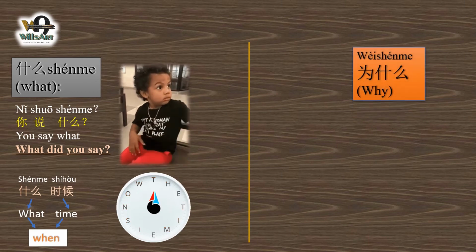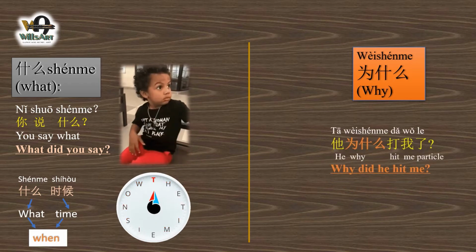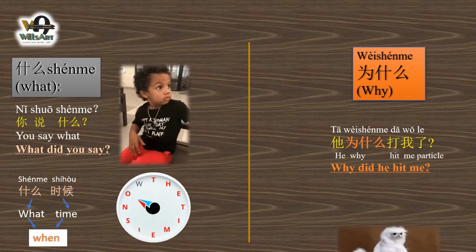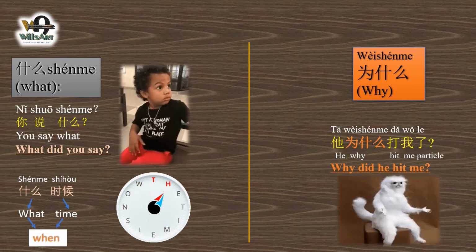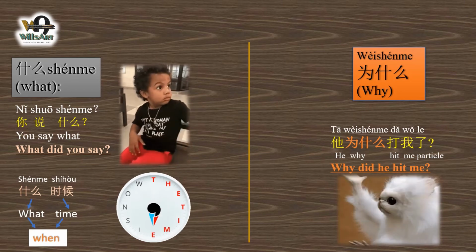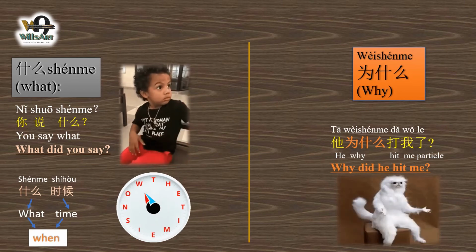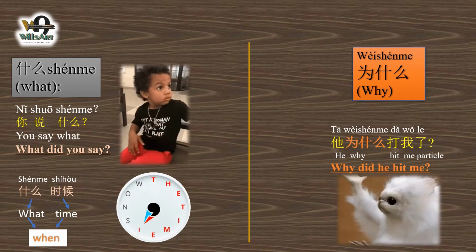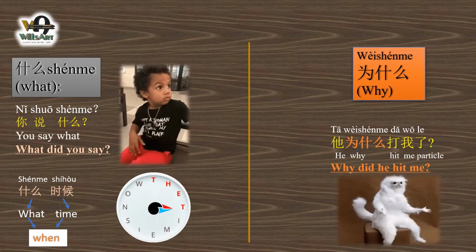为什么? 为什么 means why. For example, 他为什么打我了? That means he. 为什么 means why. 打 means to hit. 我 means me, and 了 is a particle indicating that something has happened. 他为什么打我了? Why did he hit me?